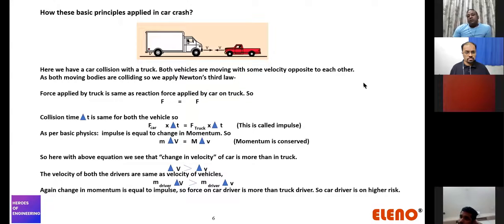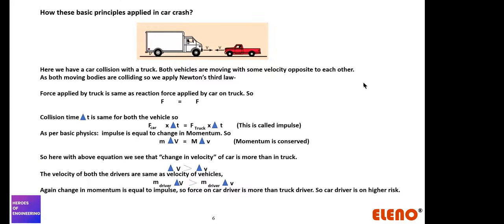Now the collision time is fixed for both bodies. The collision time for the truck and for the car is the same because the time of contact is the same for both bodies. So let's multiply by delta T. Delta T is the time of contact of both vehicles, or the crash time, which is the same. So F car multiplied by delta T equals F truck multiplied by delta T. The left hand side is F car and the right hand side is F truck.